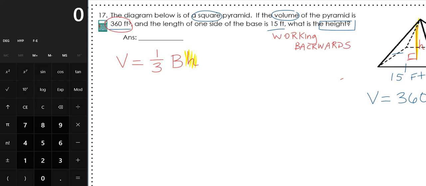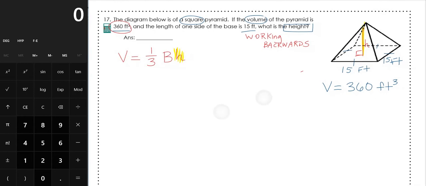Now big B, as you remember, is not a single number. It hides a formula behind it. It hides the area formula for your base shape. Since they said it's a square and we saw our visual, it looks like a square. We're going to replace big B with the area formula that big B is hiding. So I'm going to do a little arrow here. I'm going to draw a little square to remind me that it's a square. And I'm going to rewrite the rest of the formula.